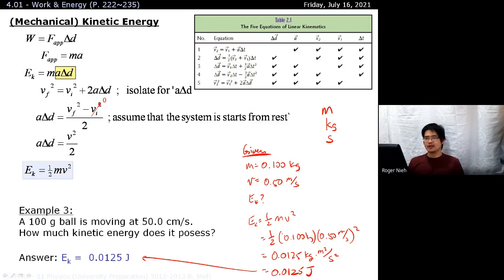So that's why kilograms, meters, and seconds are fundamental units. These are the base units from which everything else is made afterwards. We had to start from somewhere.